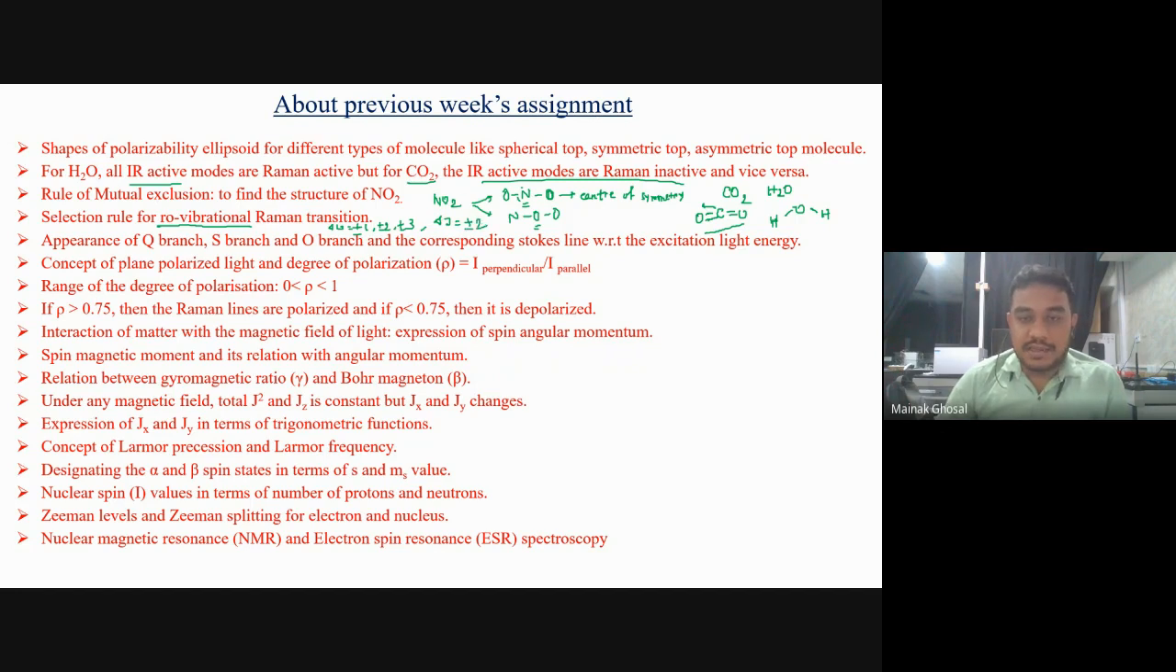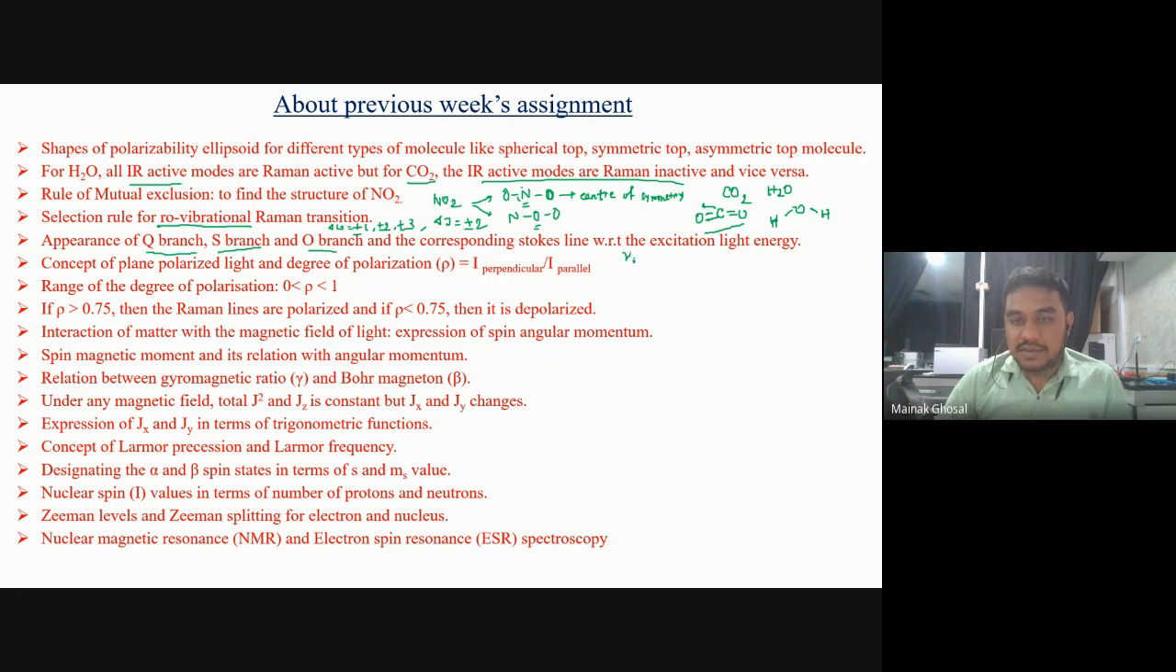So keeping in mind this delta G equals plus minus 2 and delta V equals plus minus 1, 2, 3, anything would be, this was selected as a selection rule for rotational vibrational transition. And using this rule, the appearance of three different types of branches was observed: a Q branch, S branch, and O branch. And what should be the corresponding line with respect to nu I?